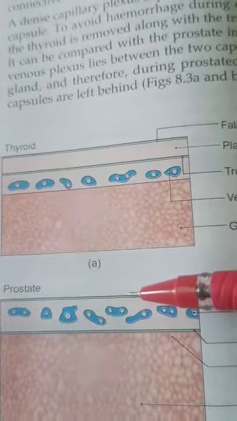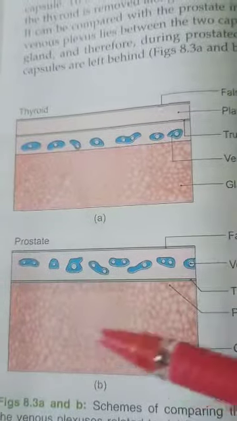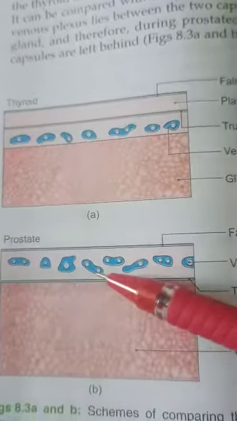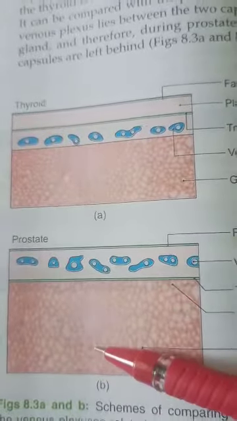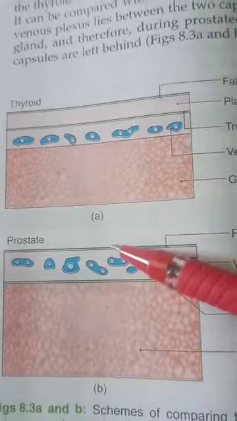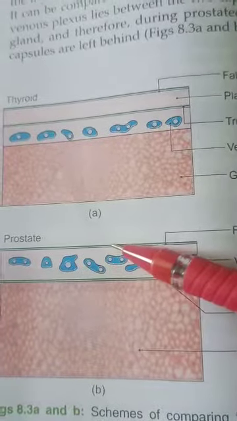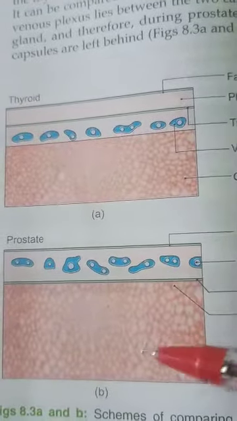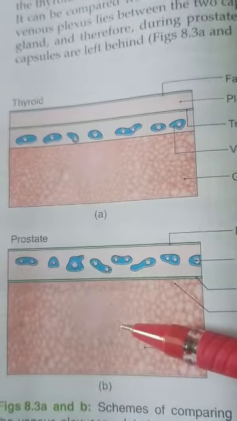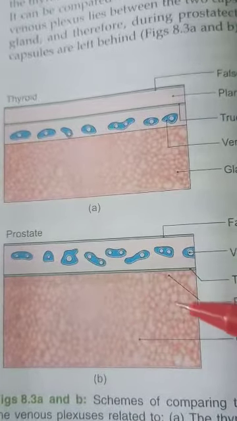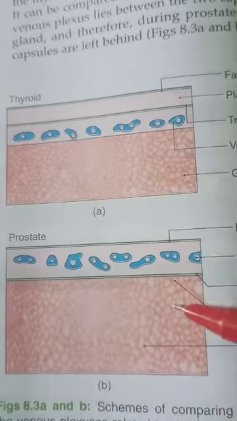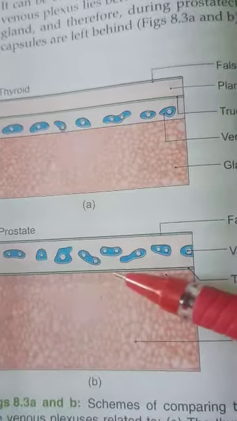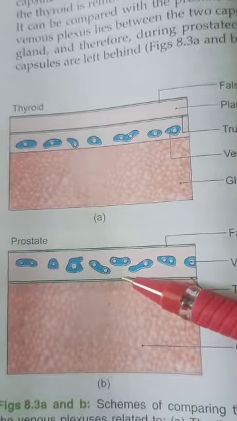true capsule. Okay. But it is entirely different in case of prostate gland. Here this is the section of prostate gland. Here we can see it is a false capsule, true capsule. So between the true capsule and false capsule lies the venous plexus. So during the prostatectomy, we are removing only the glandular part of the prostate. Only this portion we are removing, retaining the true capsule in the body.